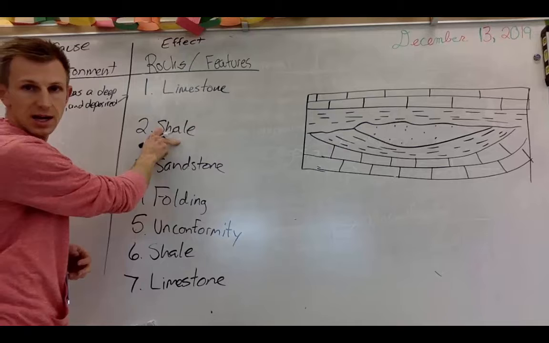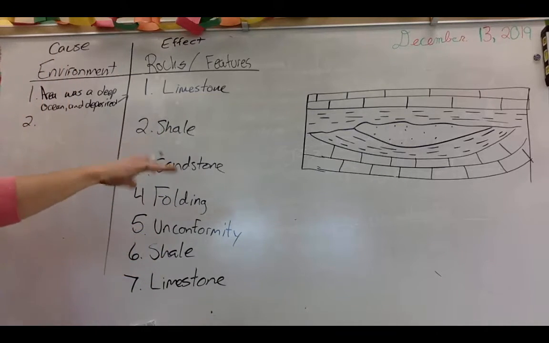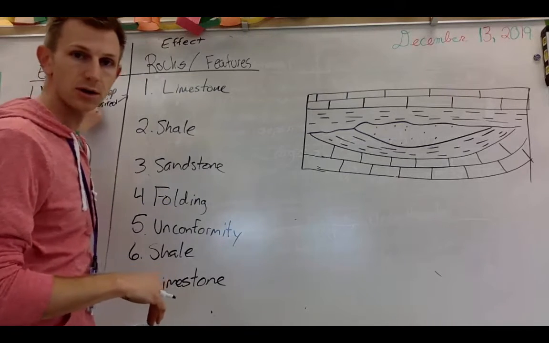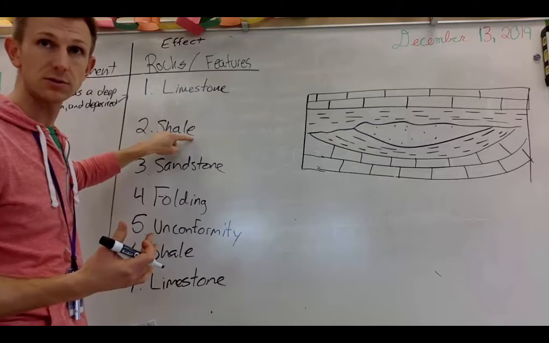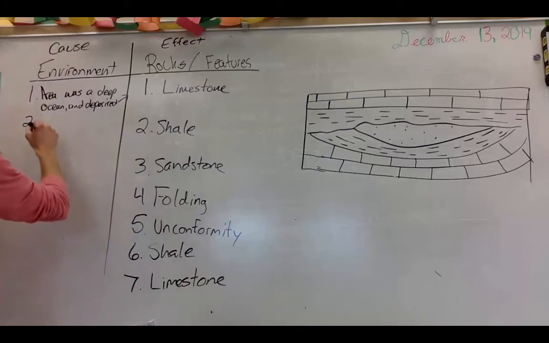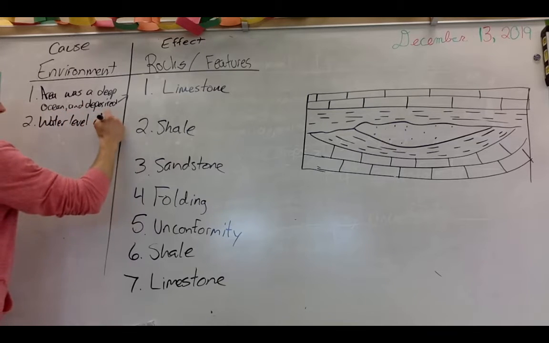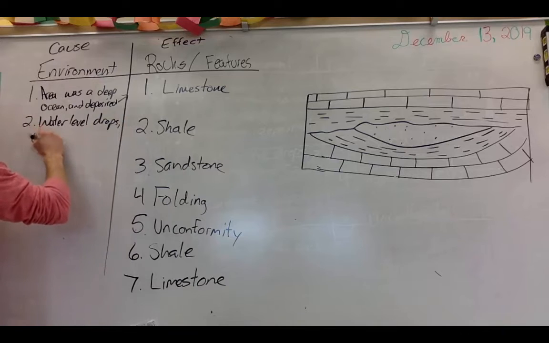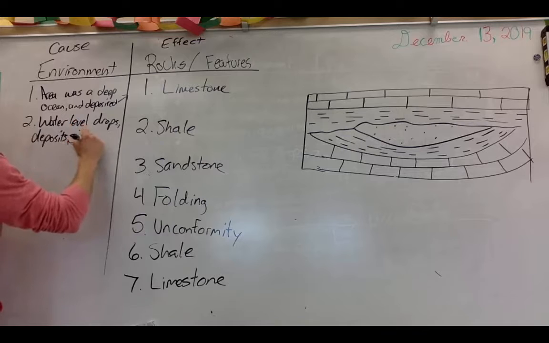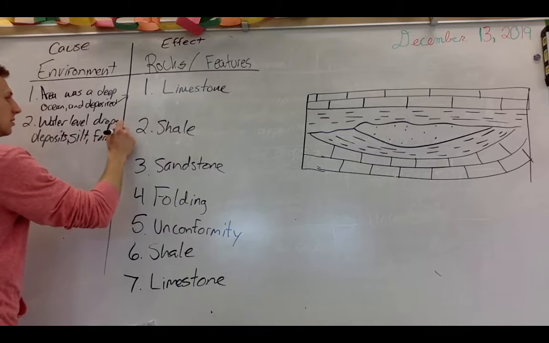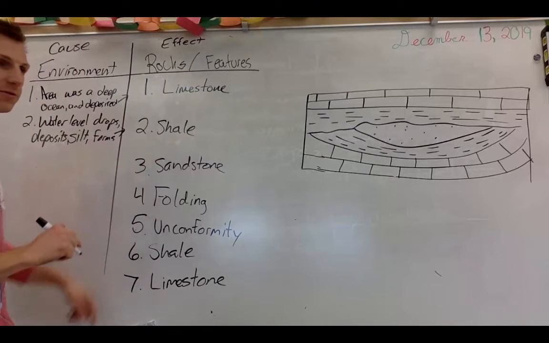The next thing that happened was this shale. Shale forms in a medium level environment, or sorry, medium level water. So we had deep water with the limestone. This is medium level. That means that our water level has gone down, okay? So water level drops, deposits silt, and it forms the shale, okay? So I have a little arrow pointing to that, that's the shale forming.